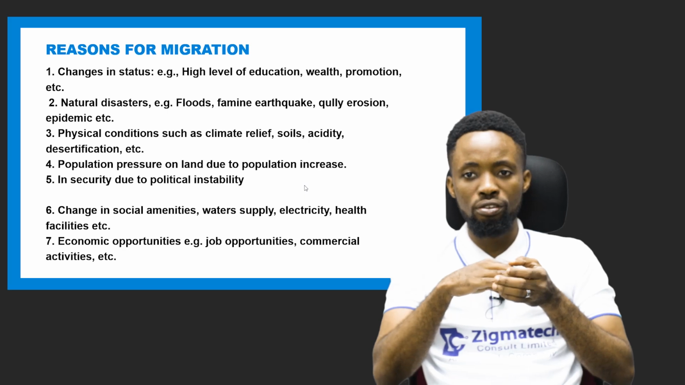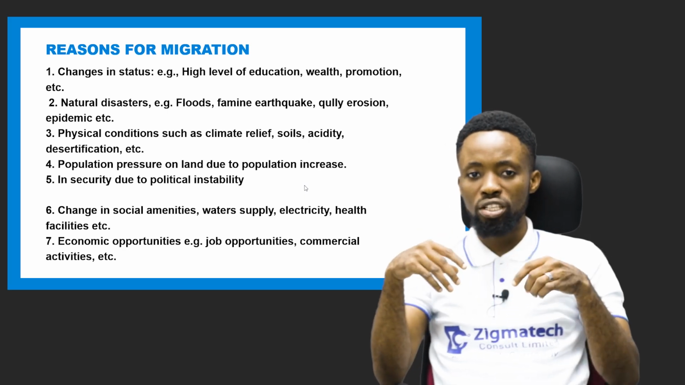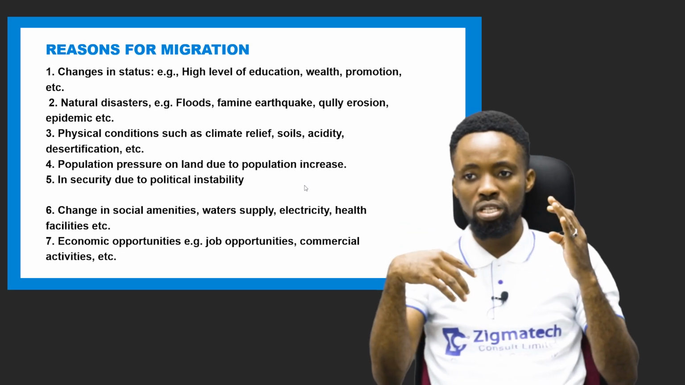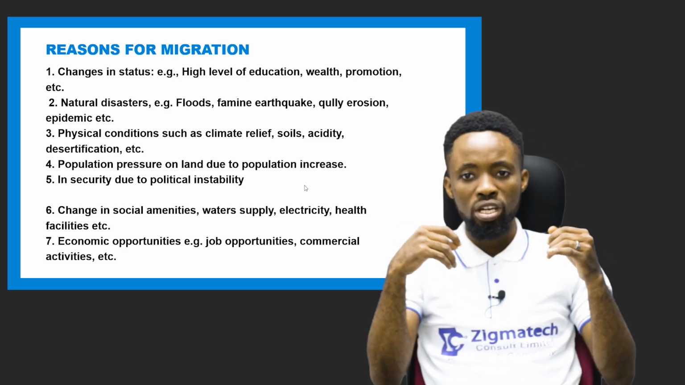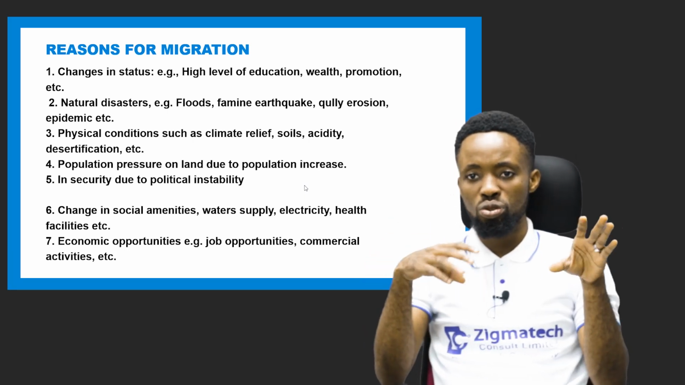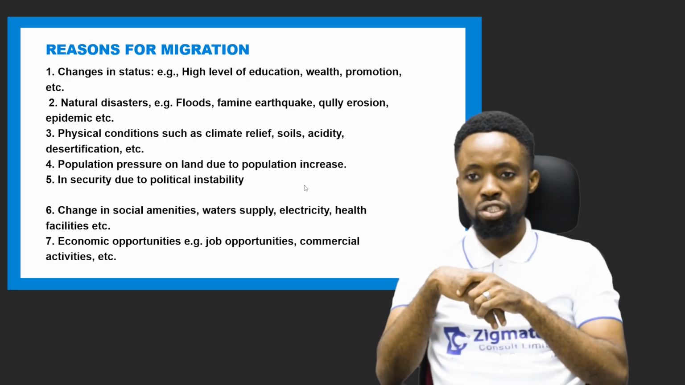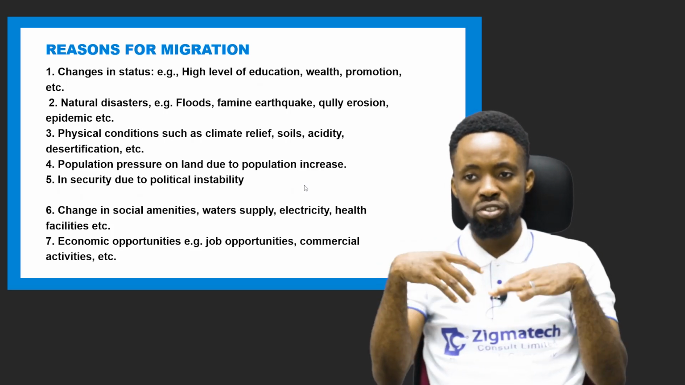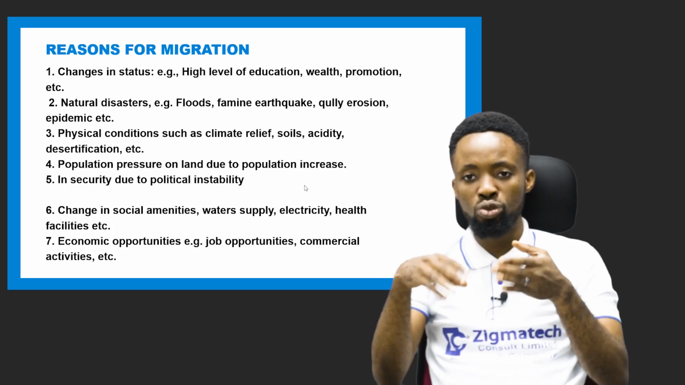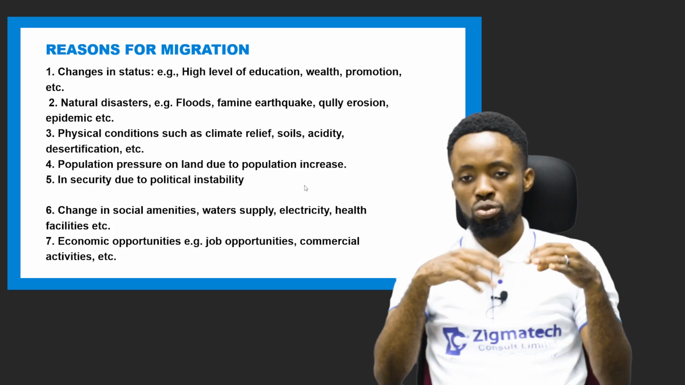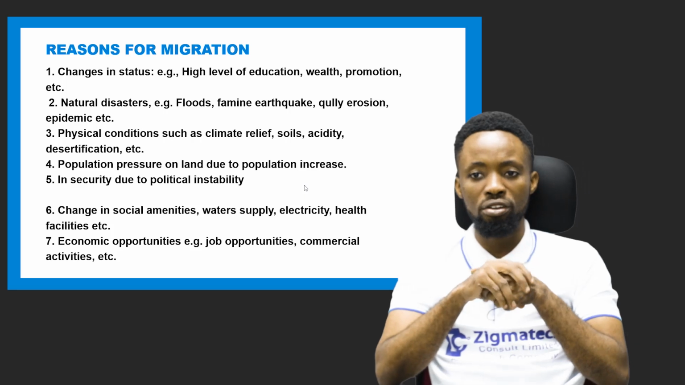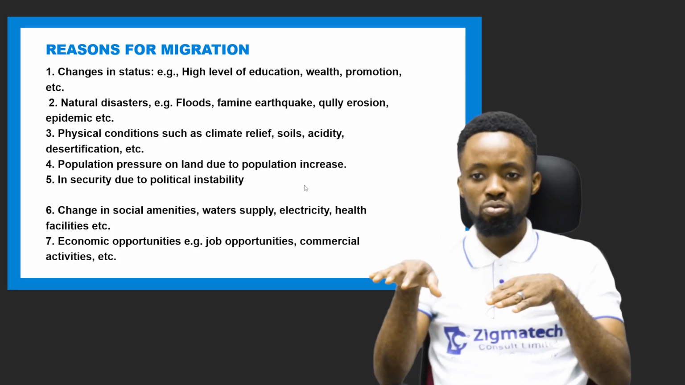Another reason for migration is natural disasters, things like flood, famine, earthquake, erosion, epidemic. These factors cause people to migrate. And physical conditions like climate, relief, soil, desertification, acidity, and the rest, they also make people migrate from one place to another. And population pressure on land resources can cause people to migrate.